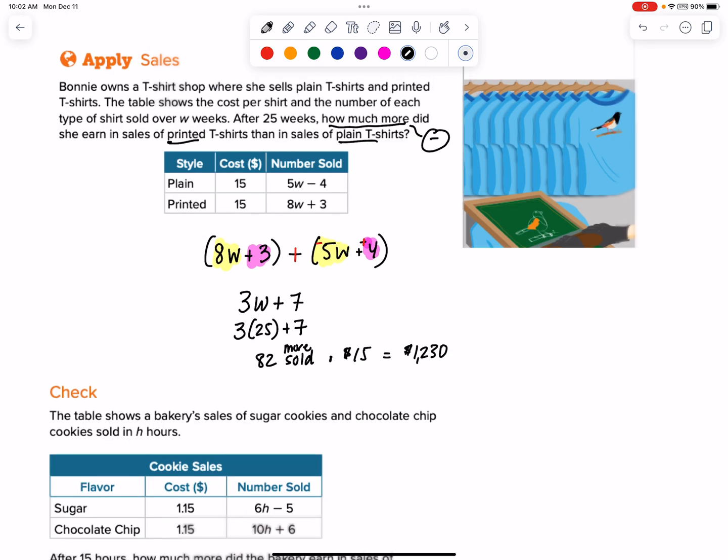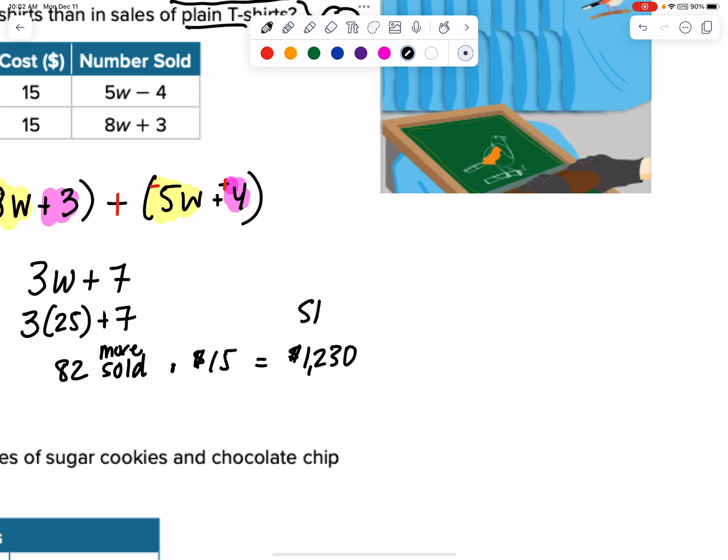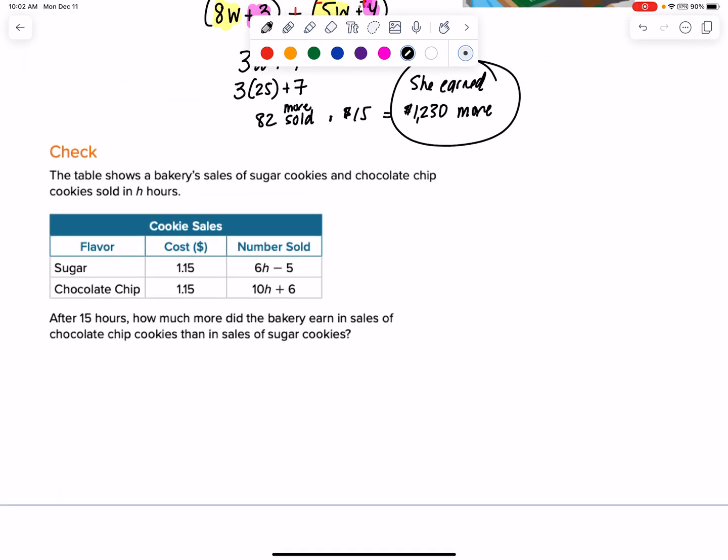Okay, so let's go back to the question. How much more did she earn? She earned that much more. There we go. Circling my answer, done. All right, so let's go to the check.